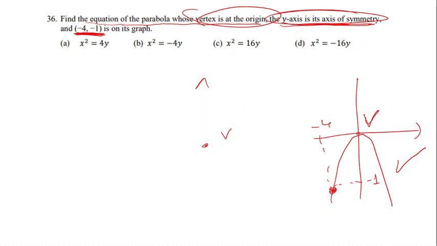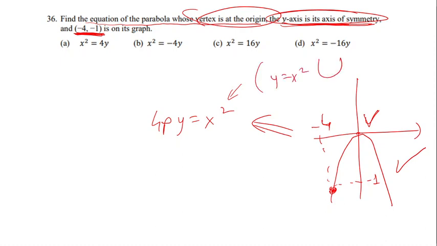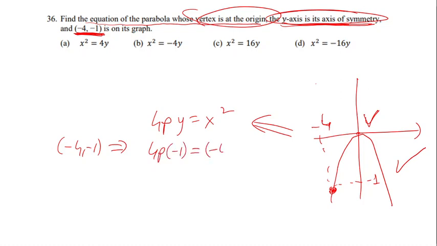So what type of graph is it, and what type of equation does it have? It will be 4p y equal to x squared. With x squared, always think about y equal to x squared. So it's always like this, a vertical parabola. Then we put negative 4 and minus 1 here for x and y, so it will be 4p times (minus 1) equal to negative 4 squared.